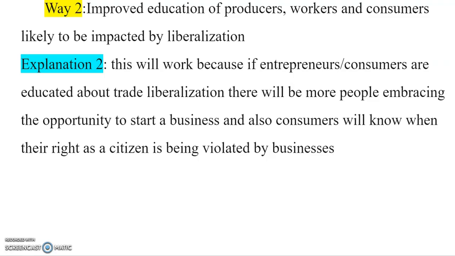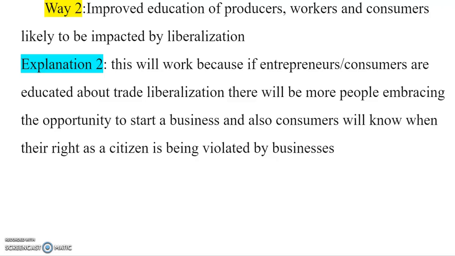Another way in which the government can support the goals of trade liberalization in the region, this is my way two, is improved education of producers, workers, and consumers likely to be impacted by liberalization. And when I talk about education, this can take different forms. You can do it using the mass media, especially social media, because since most persons are on social media now, that could be a medium to educate producers, workers, and consumers that will likely be impacted by liberalization.